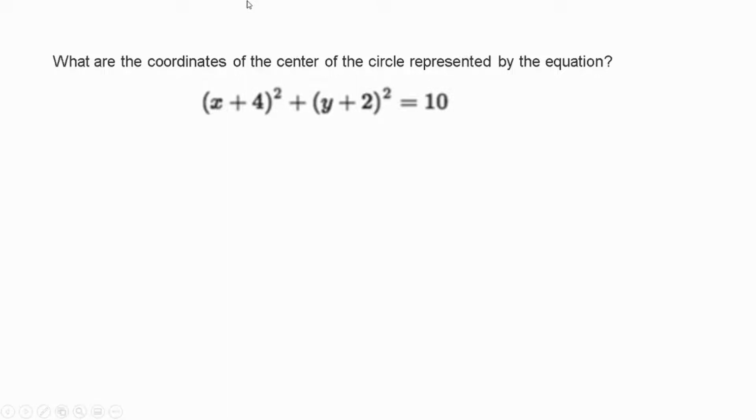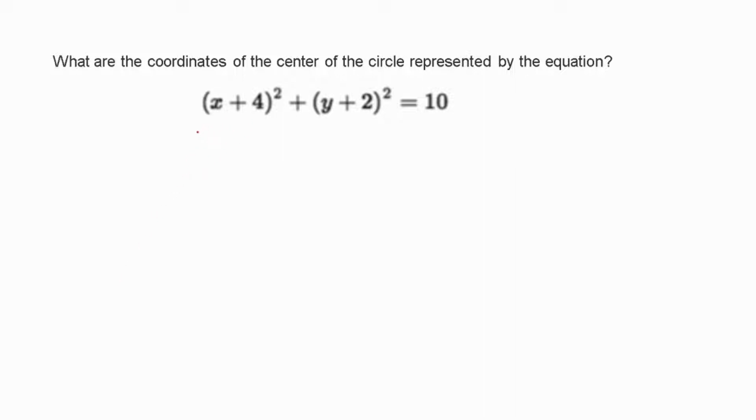First up, our first question says, what are the coordinates of the center of a circle represented by the equation (x + 4)² + (y + 2)² = 10? So, the very first thing we want to do here is remember our original equation, right?